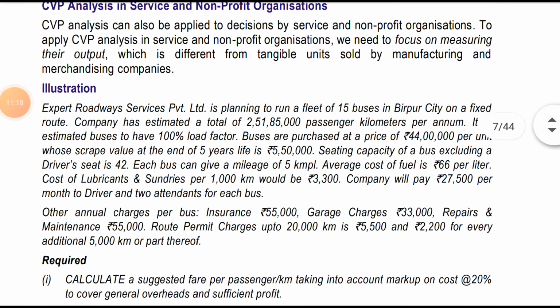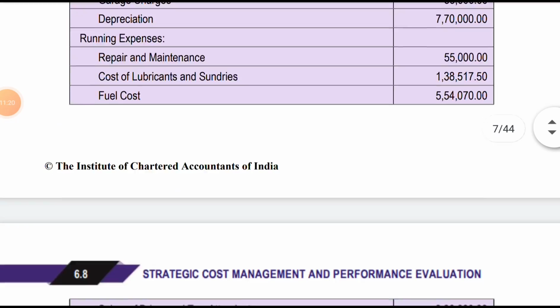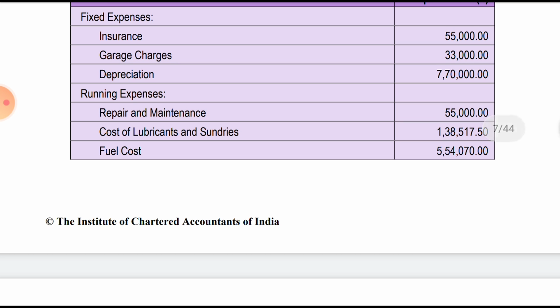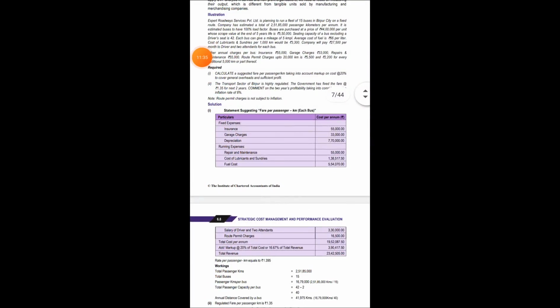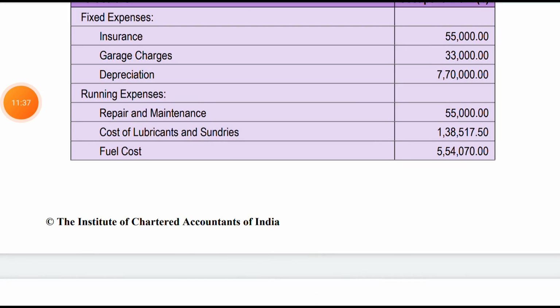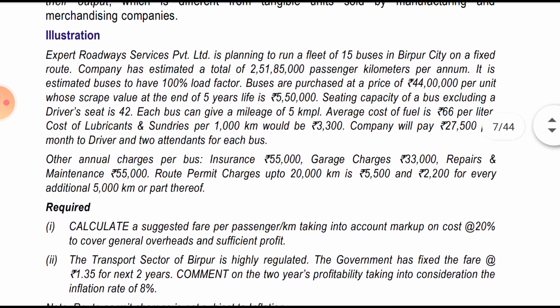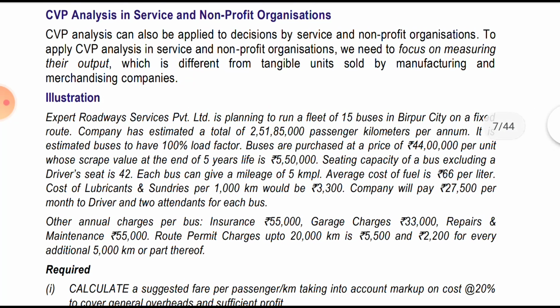We'll continue. The next cost is running expenses, repair and maintenance of 55,000, as they have given directly in the question. Then the cost of lubricant and sundries is 138,517.5. Now how this cost came is simply that first we have to calculate the kilometers. So how many kilometers there will be in all.